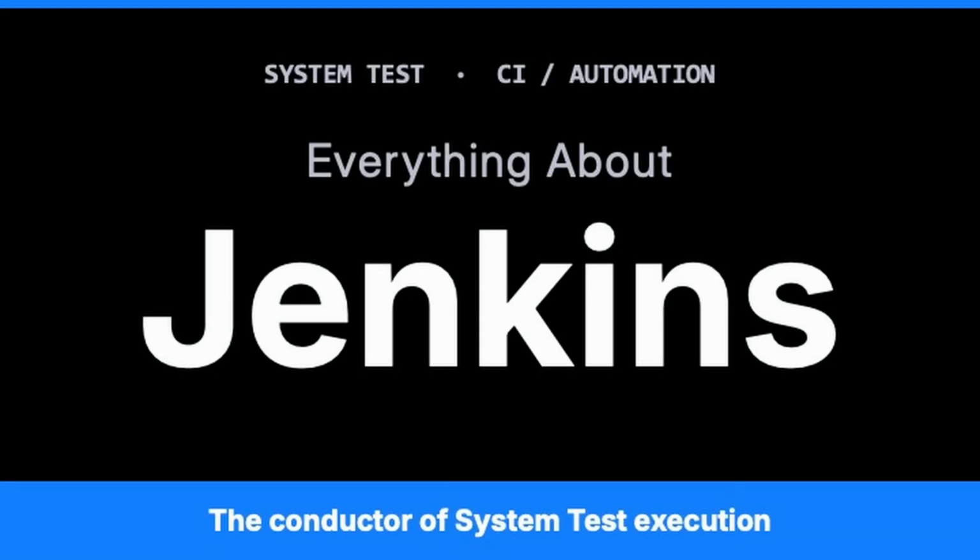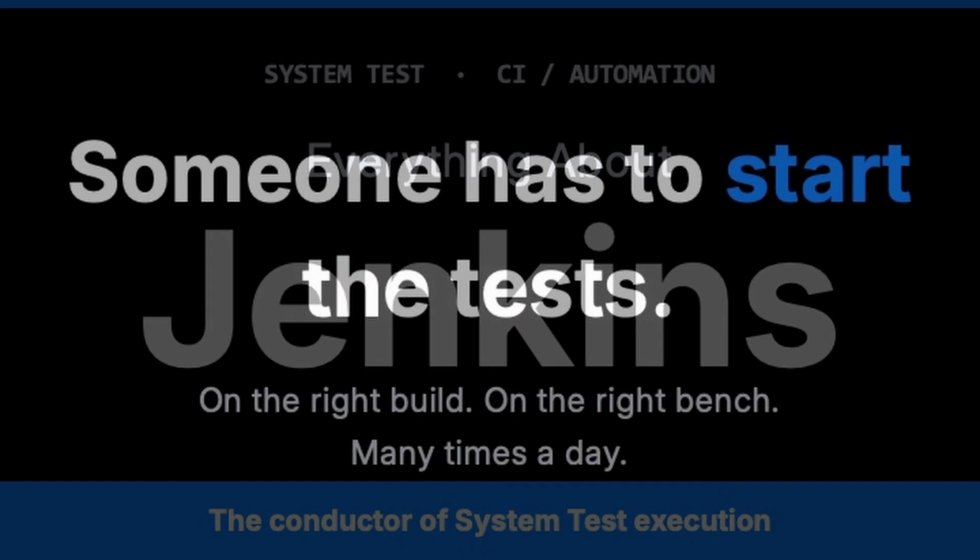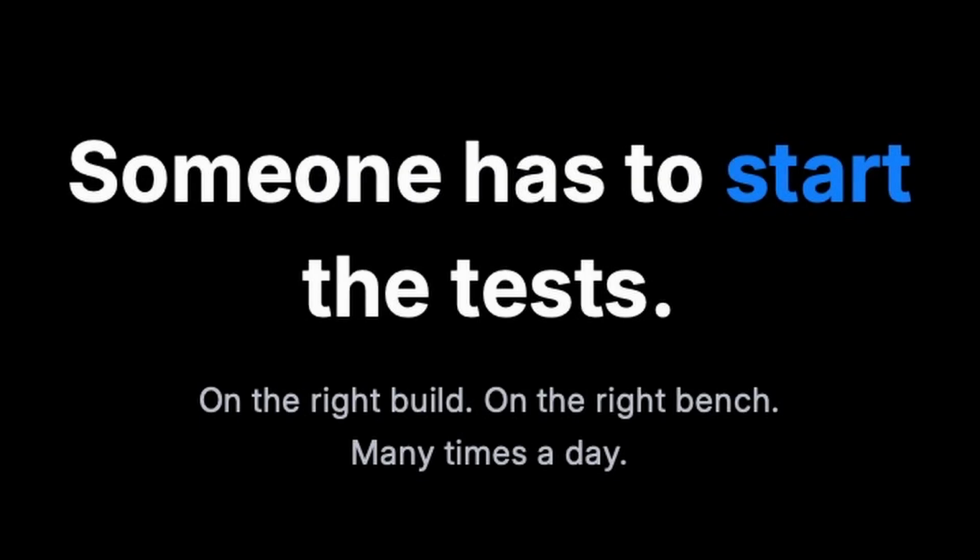In system test, somebody has to start the execution of automated tests on the right build, on the right test bench, and collect the results. If automation is done right, this can happen many times a week or even a day. Doing that by hand does not really scale, especially once branches, variants, and test stages stack up in numbers.